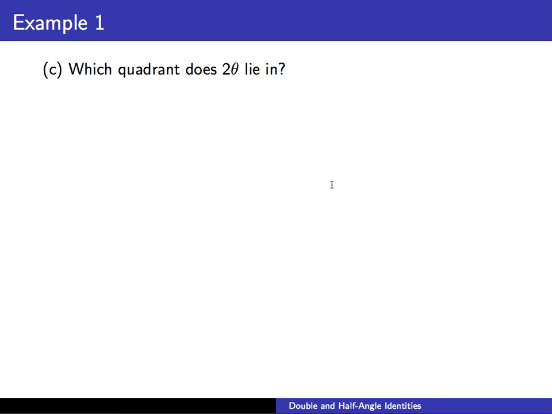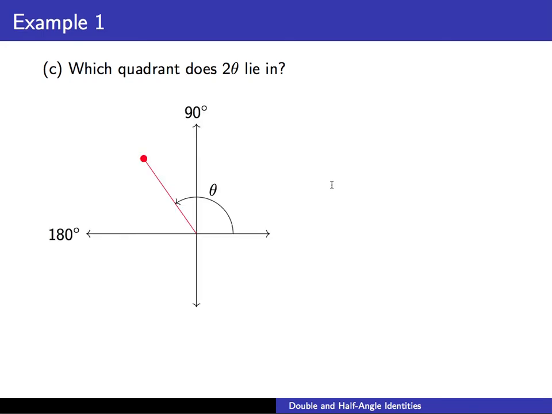Part C, which quadrant does 2 theta lie in? So here's our sketch again of the point negative 3, 4. And we know that theta itself is in quadrant 2. So if we double the angle, we also have to double the endpoints here. So double 90 to get 180, double 180 to get 360. So if we double this angle measurement, it's going to be either in the 3rd quadrant or the 4th quadrant.